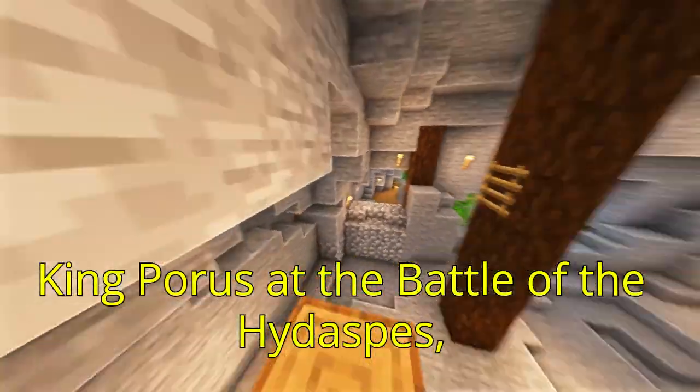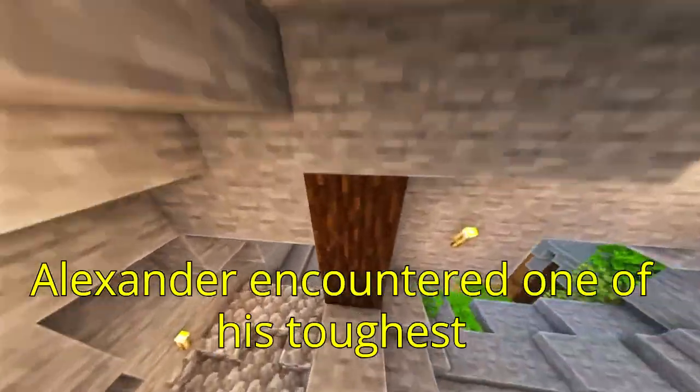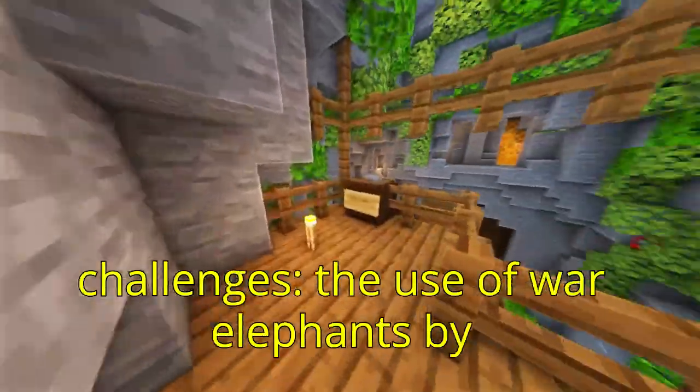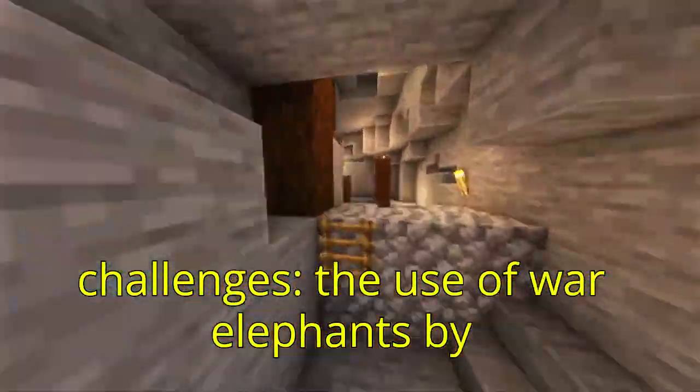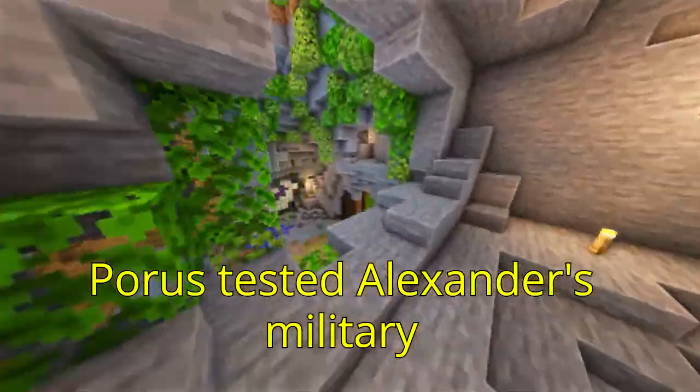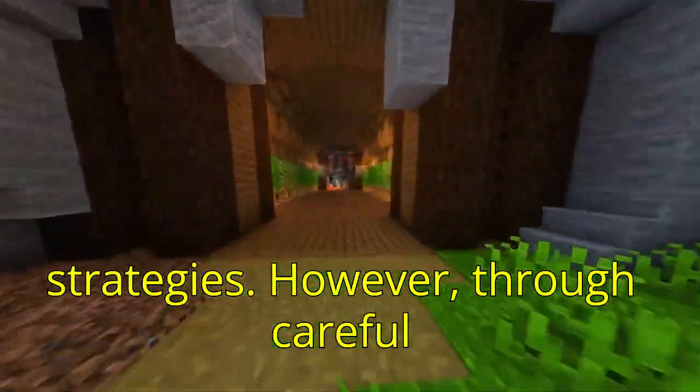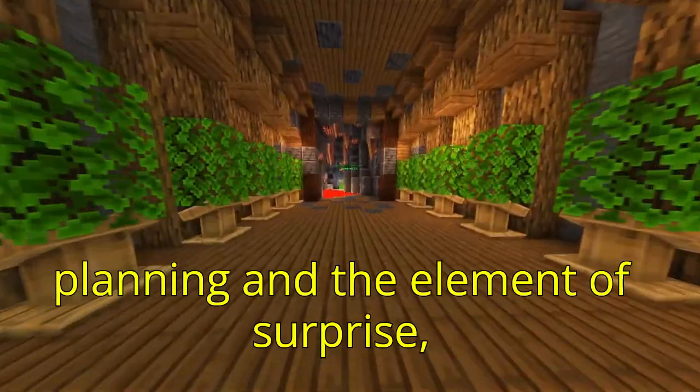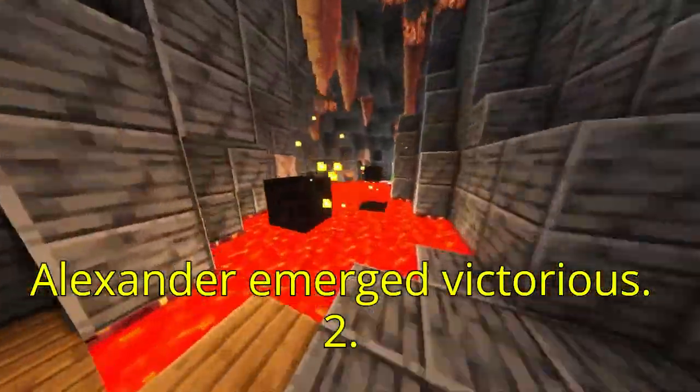Facing King Porus at the Battle of the Hydaspes, Alexander encountered one of his toughest challenges. The use of war elephants by Porus tested Alexander's military strategies. However, through careful planning and the element of surprise, Alexander emerged victorious.